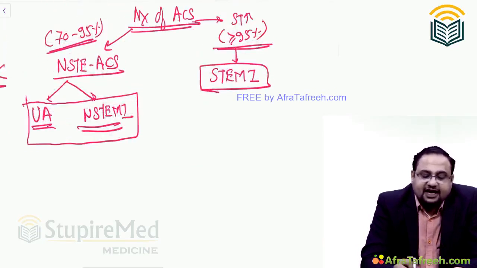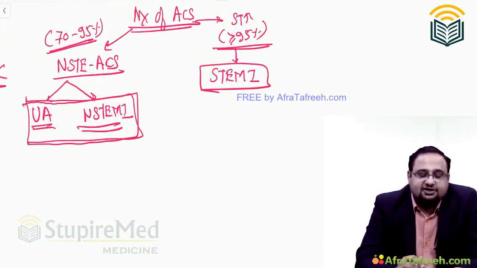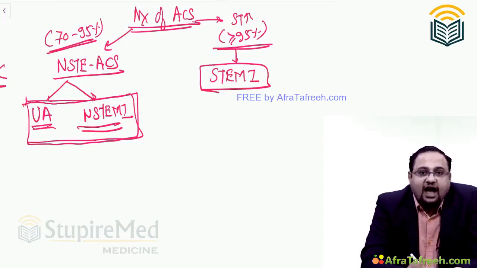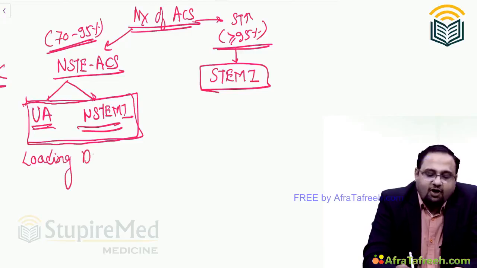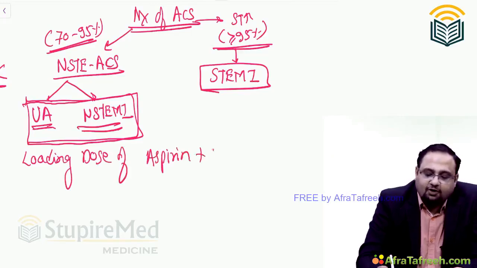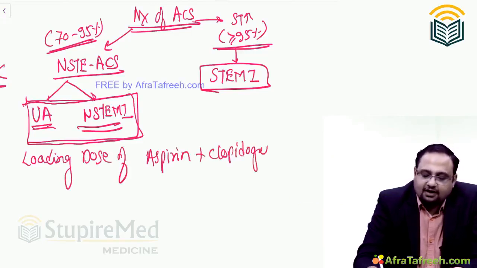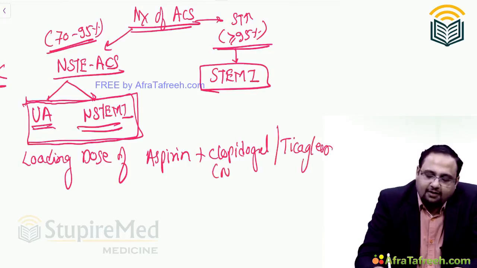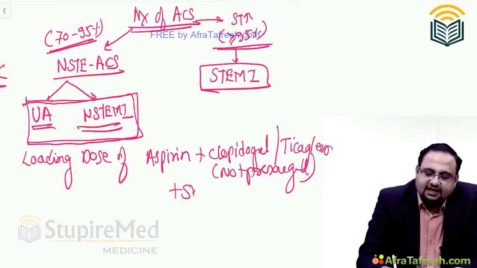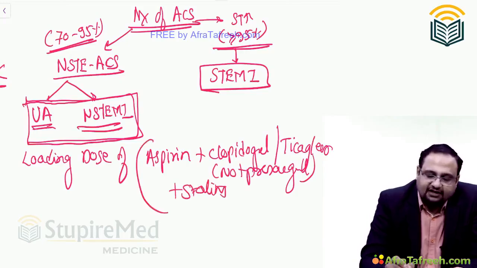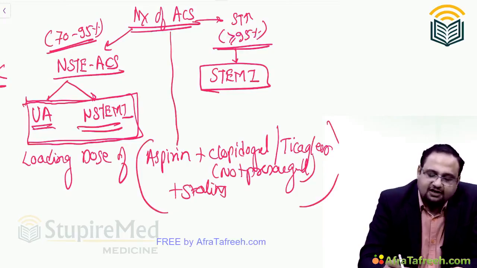As soon as the patient gets admitted with unstable angina or non-ST segment elevation myocardial infarction, the foremost thing you have to do, no doubt about that, is give a loading dose of aspirin plus clopidogrel or ticagrelor, not prasugrel, and statins have to be given urgently. Any acute coronary syndrome should receive this urgently.